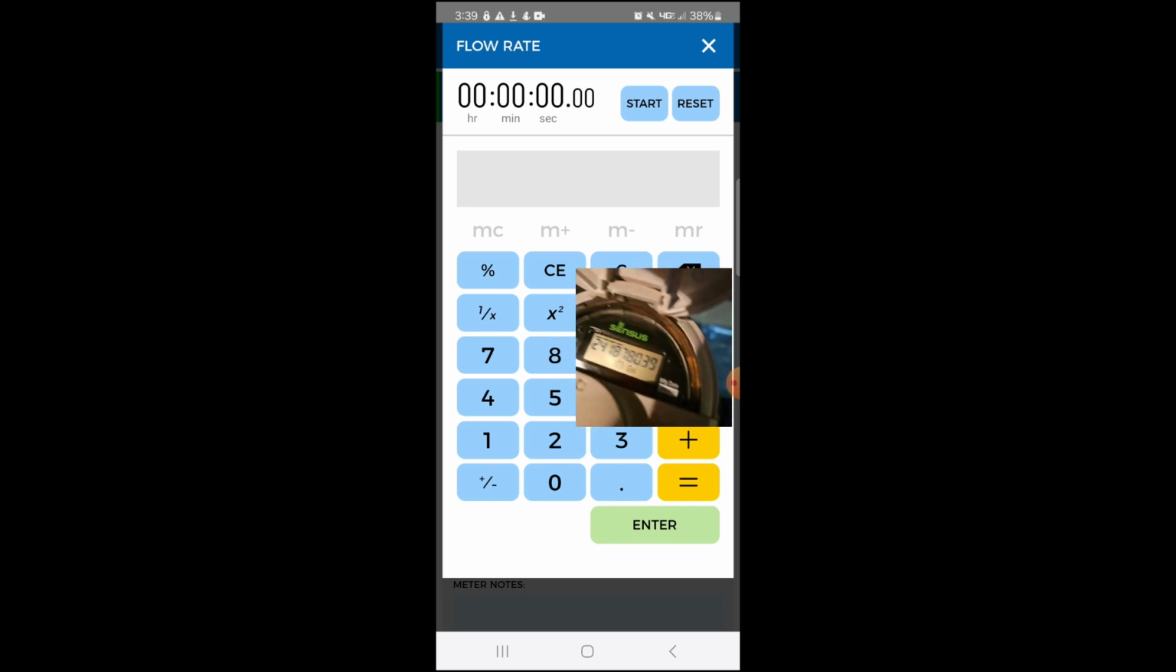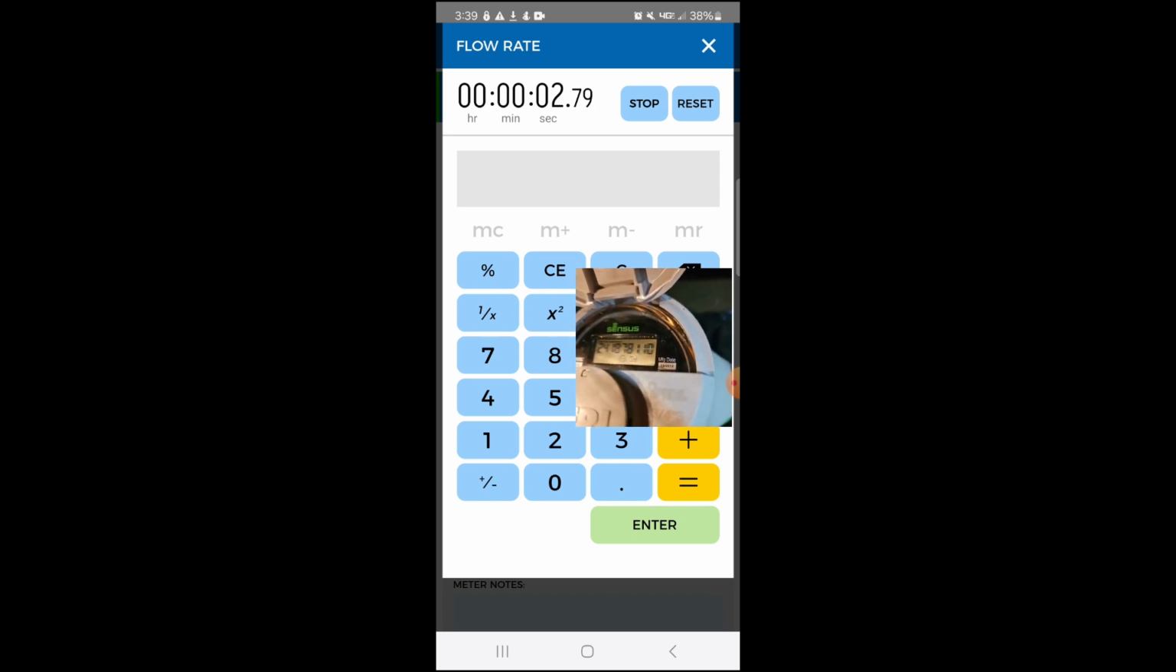So basically, here we are at the meter. What I'm going to do is start my stopwatch when the meter's at a known spot. So we want to look at volume over time. When it gets to 81, you can see it's 80. It's in the tenths, hundredths. So when it gets to 81.00, I'm going to go ahead and start my timer.